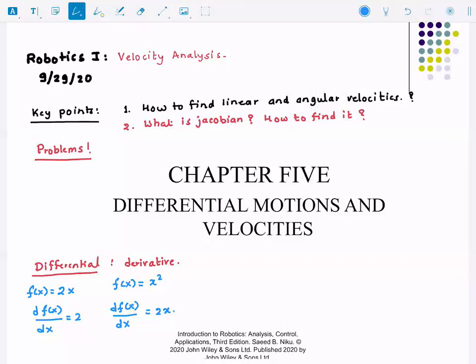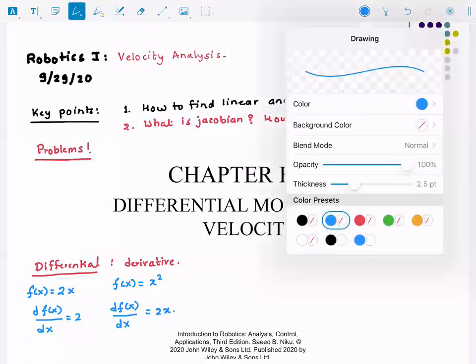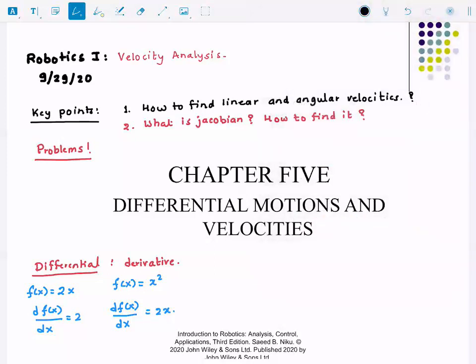Now, if you think about it mathematically, what does this mean? It means a small change. And let's try to visualize what this means. So for example, if I have the function f of x on the y-axis, and the value of x on the x-axis, and if I want to plot this function, f of x is equal to 2x. So the function that I'm trying to plot is this.